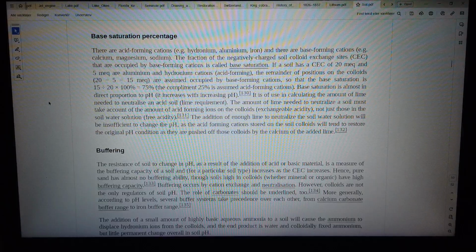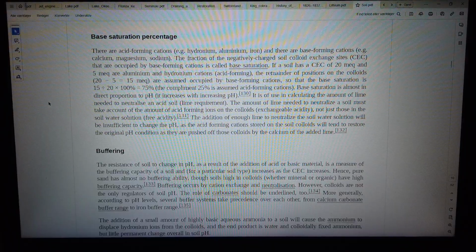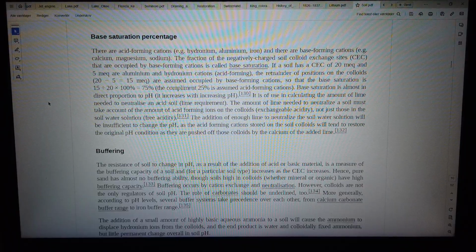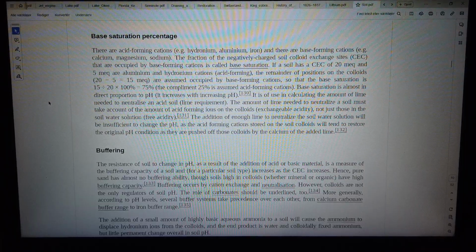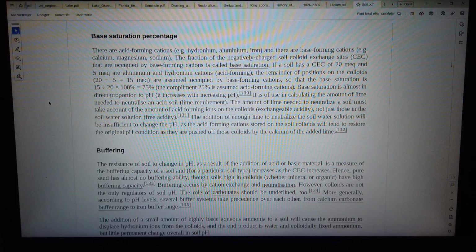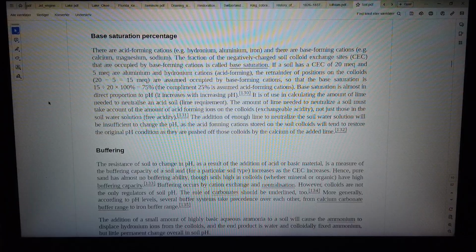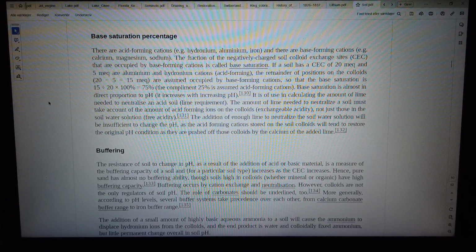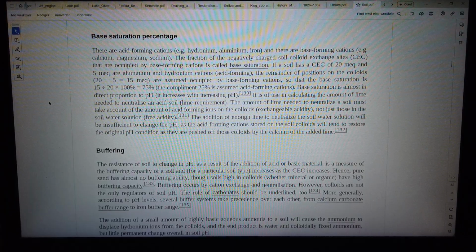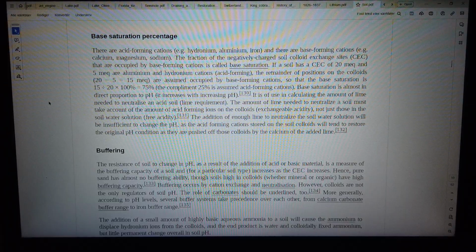If a soil has a CEC of 20 meq and 5 meq are aluminium and hydronium cations, acid-forming, the remainder of positions on the colloids, 20 - 5 = 15 meq, are assumed occupied by base-forming cations, so that the base saturation is 15 divided by 20 × 100% equals 75%. The complement 25% is assumed acid-forming cations. Base saturation is almost in direct proportion to pH. It increases with increasing pH.